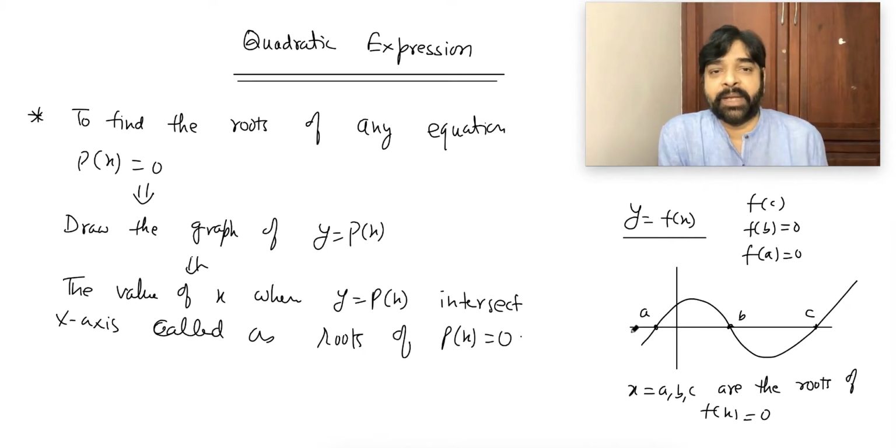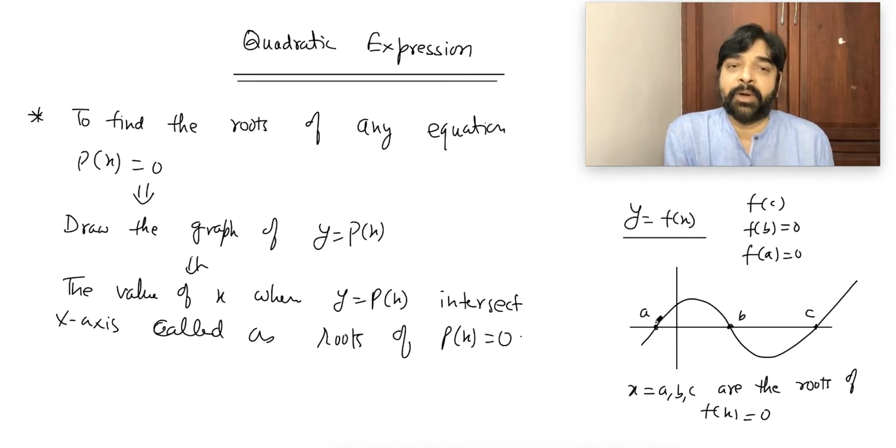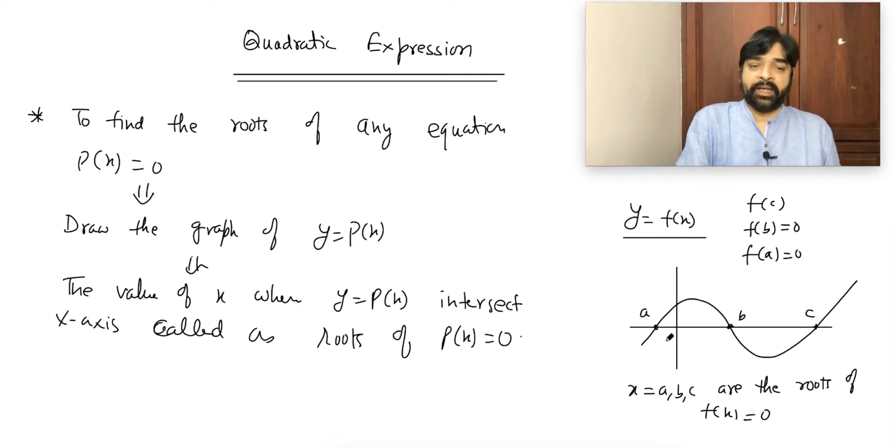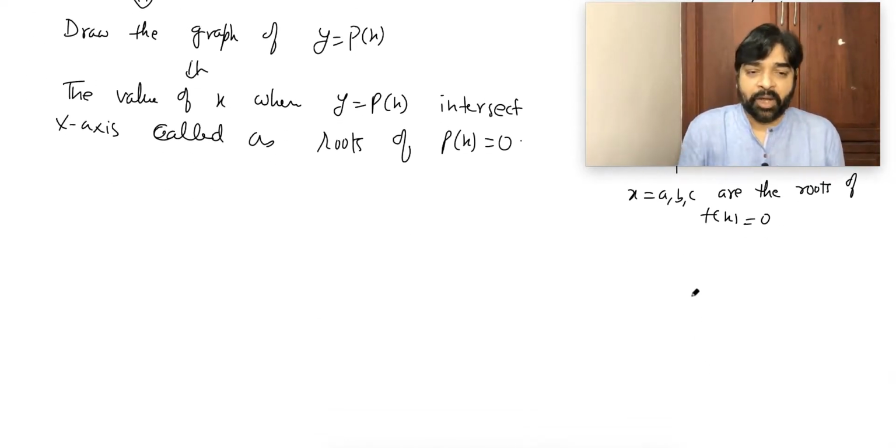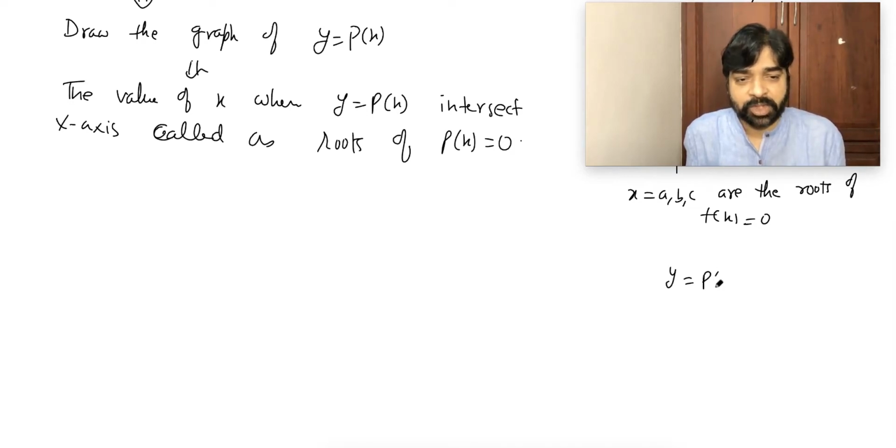Understand? At the same time, you should be very clear about when it's positive and when it's negative, and we can do those things. Suppose somebody says y equal to p(x) has roots, and the graph of y equal to p(x) is something like this.